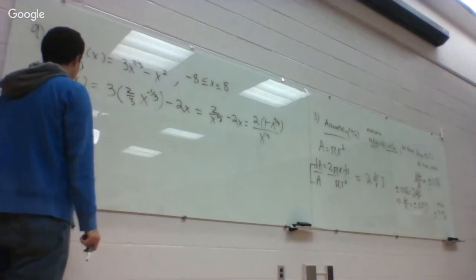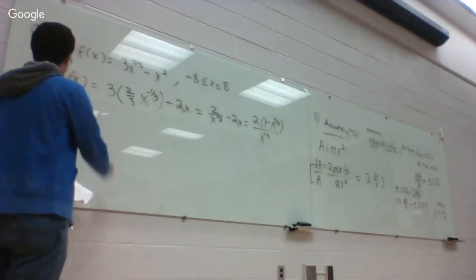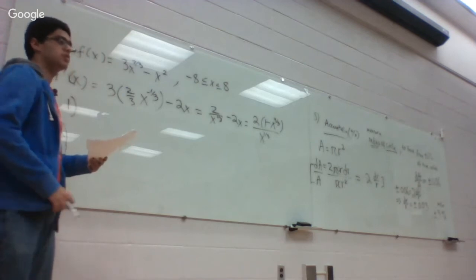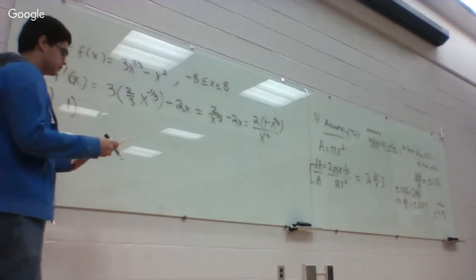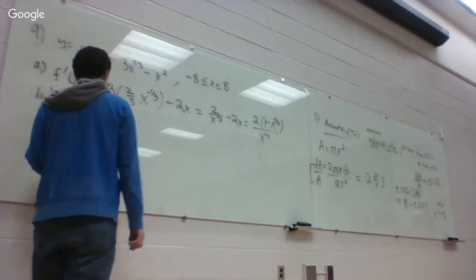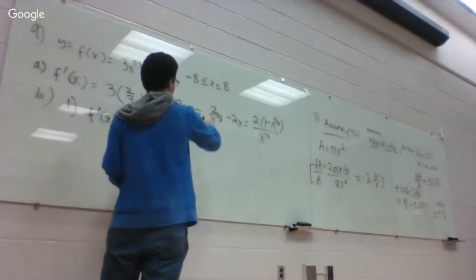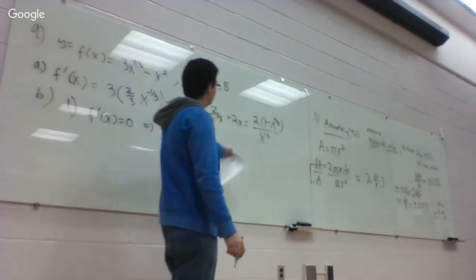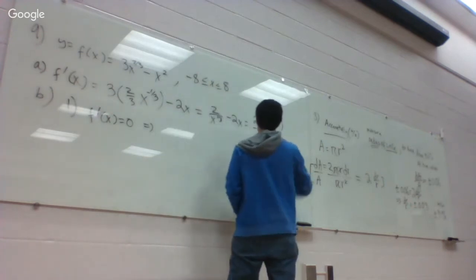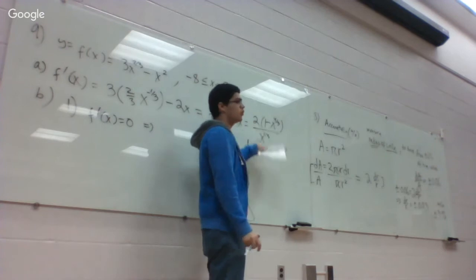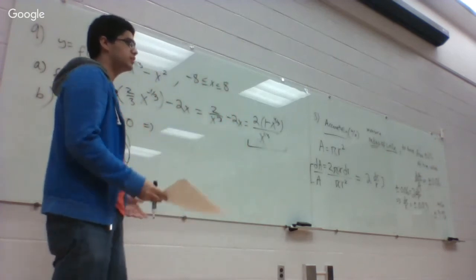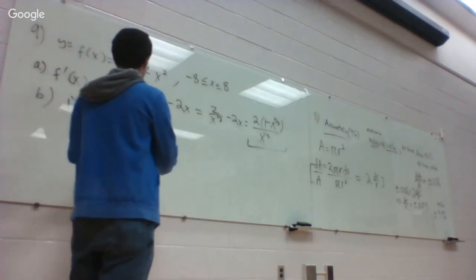Then they ask, find all the candidates for max and min. So what is step 1? Where the derivative is 0. F prime of x equals 0. So we make that 0. The reason they wanted you guys to get to this form is because now you have a denominator over everything. Okay? That makes it easier to see where it's undefined and defined.